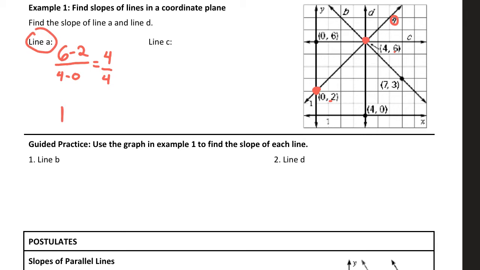You could count the slope. You go up 1, 2, 3, 4. Right 1, 2, 3, 4. Rise over run, 4 over 4, which is just 1.